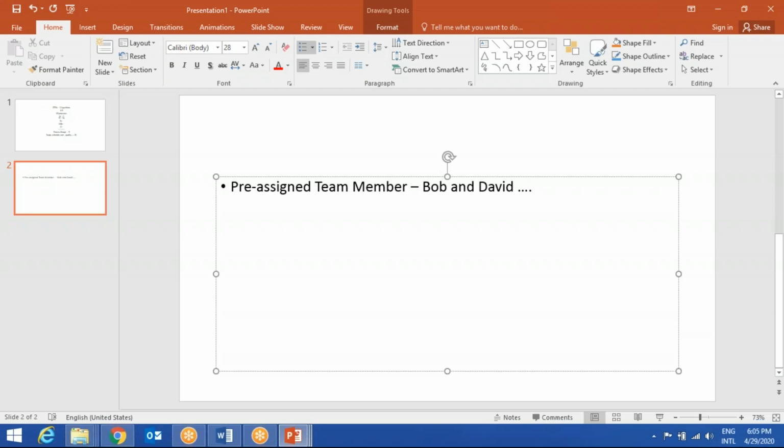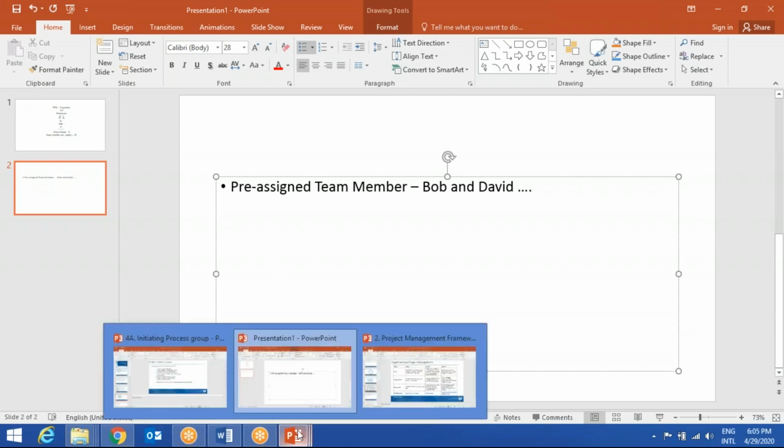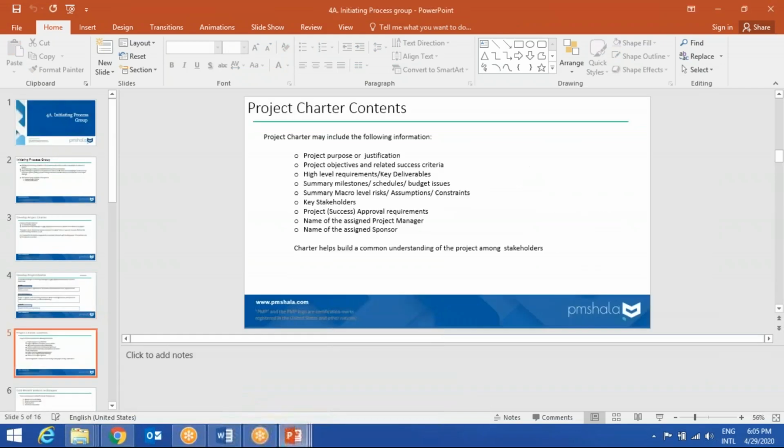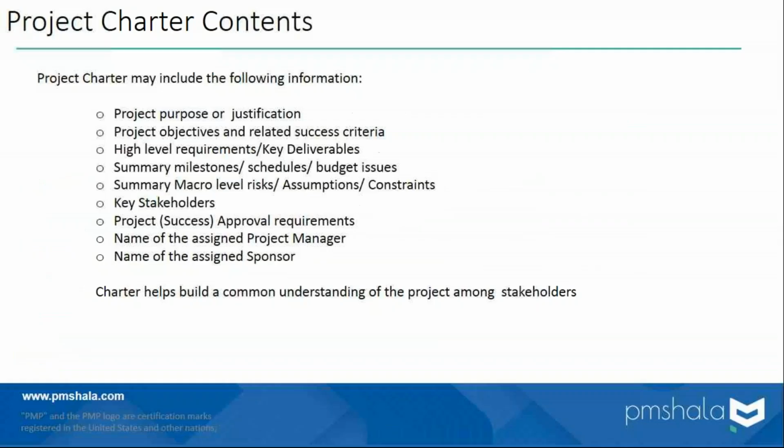For any specific reason, if some scarce resource is required in the project that's known at this moment itself, it could be mentioned under this head, pre-assigned team member, which is an optional heading in the charter. So let me go back. We were looking at the content. So that's all about it.